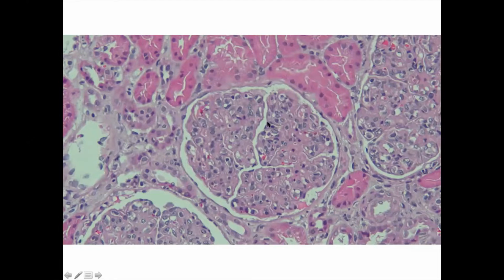Let me help you. We have lobular accentuation of the glomerular tufts, like a flower, like petals, as if it has become a flower. Yeah, exactly. Excellent. Precisely. This is membranoproliferative glomerulonephritis. This is MPGN. Very well done.